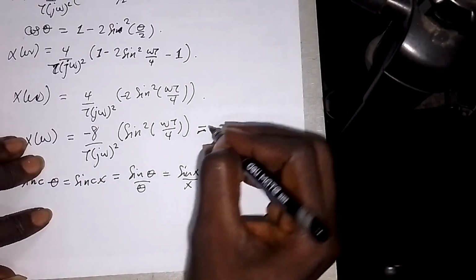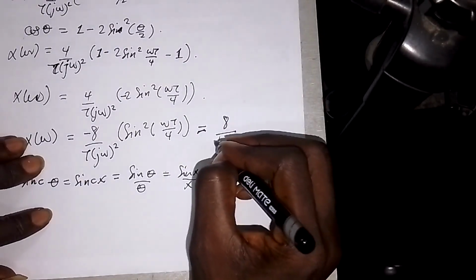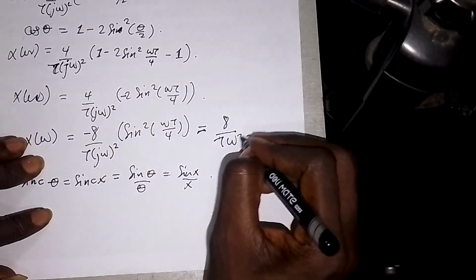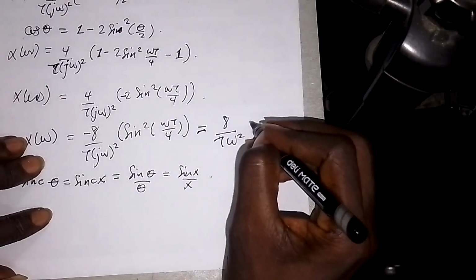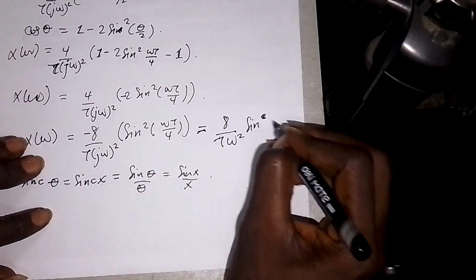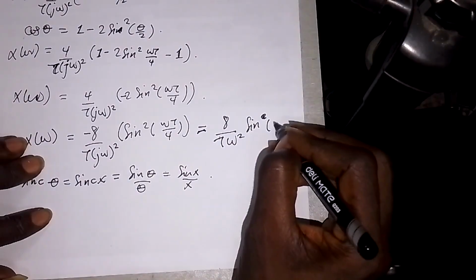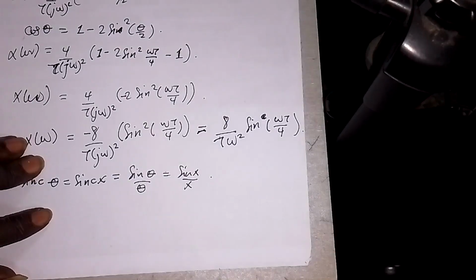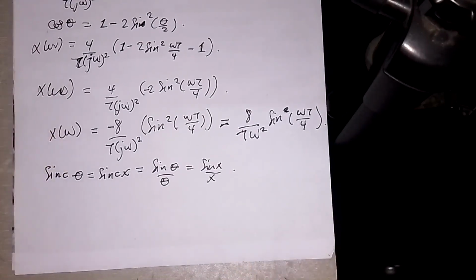So that this place will actually be equal to 8 over tau omega squared into sine squared omega tau on 4. So this is how it will become, before we even move on to the sinc.